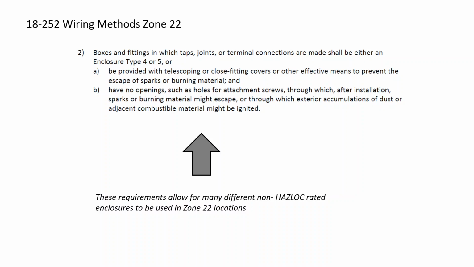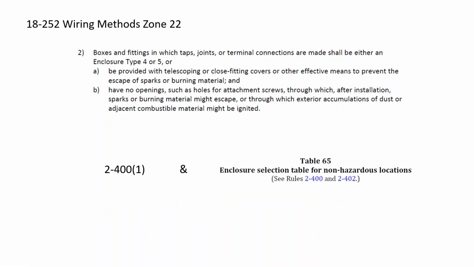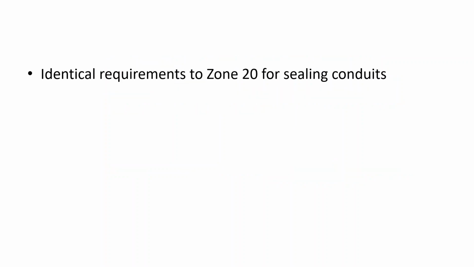shall be either an enclosure type 4 or 5, or, and it goes through a couple of descriptions here. So type 4 or 5 is like outdoor rated. So if it's outdoor rated, fantastic. That can be used, and you don't have to get a fancy HAZLOC box for the application. If you wanted to know what different types of box that are non-HAZLOC are rated, you go to 2400 subrule 1 or table 65. And finally, the requirements for sealing conduits in zone 22 is exactly the same as zone 20. So no point in repeating ourselves yet again.